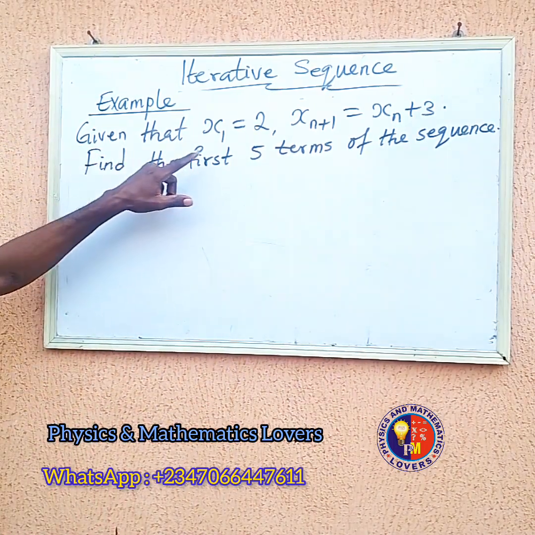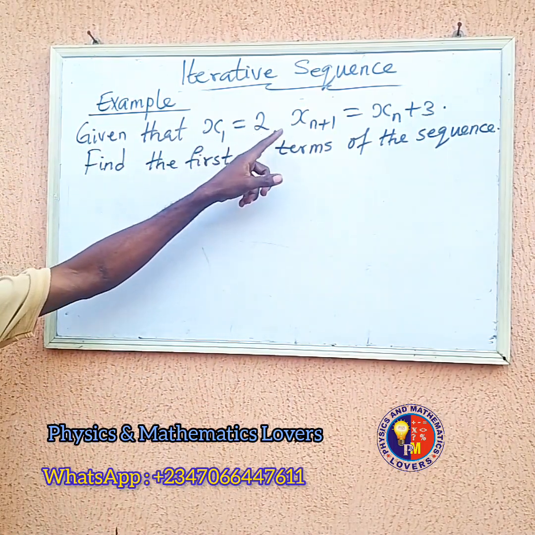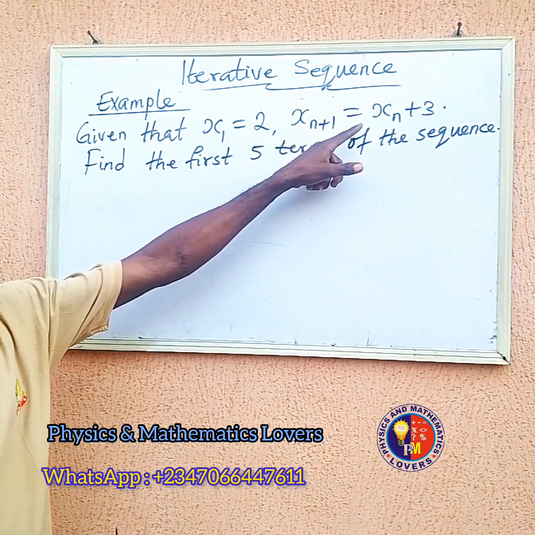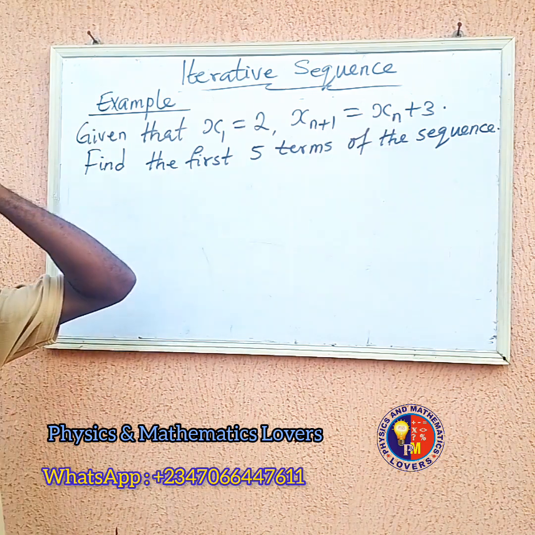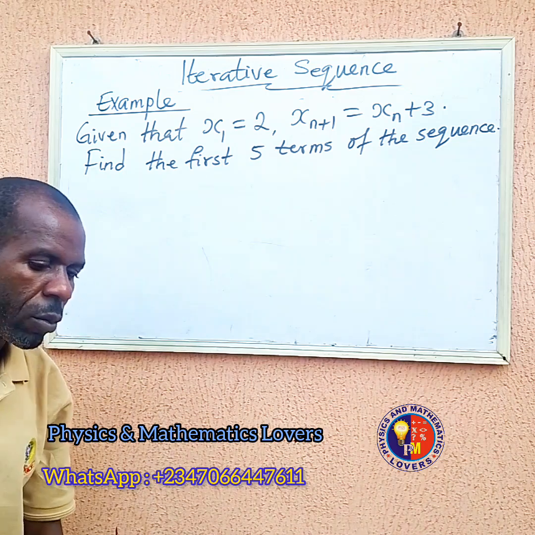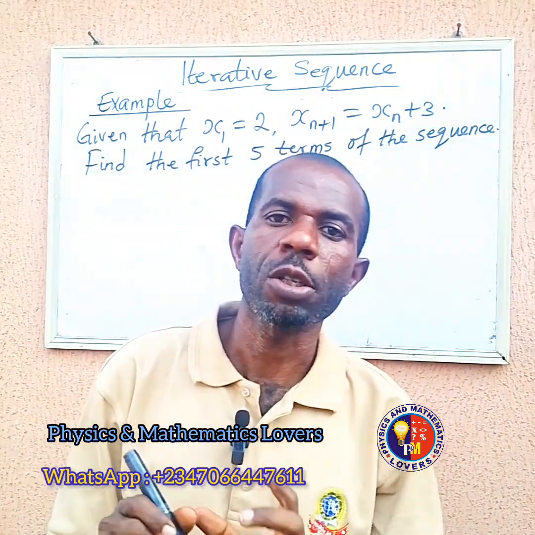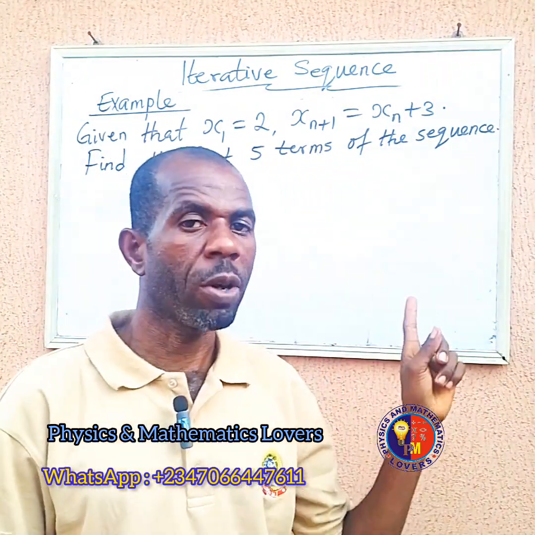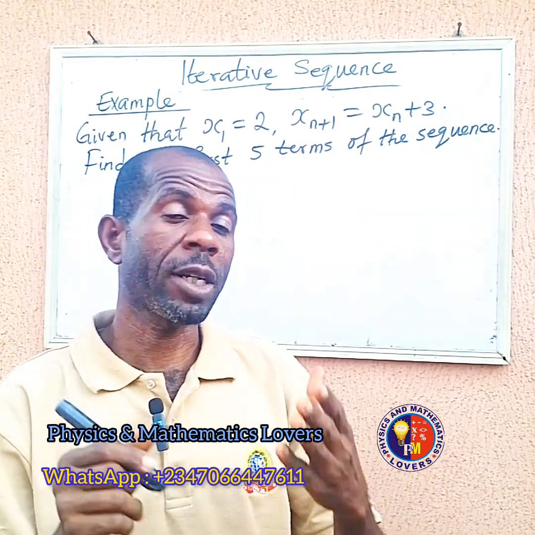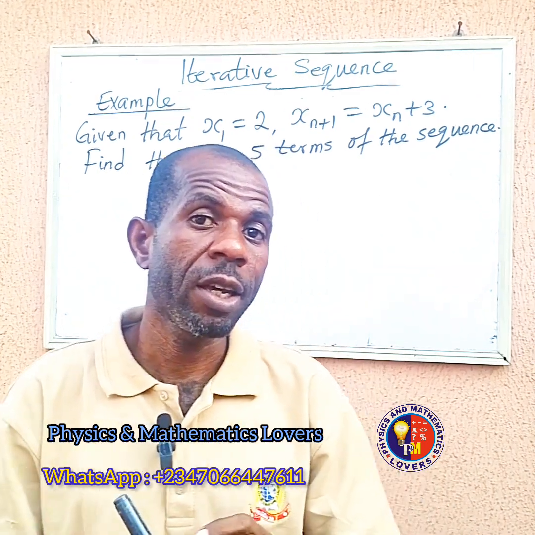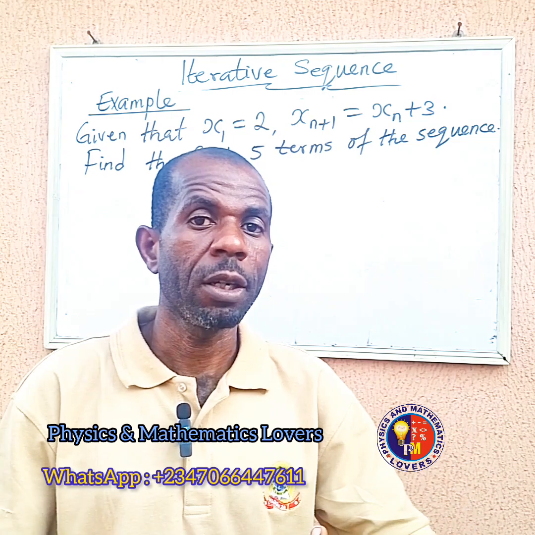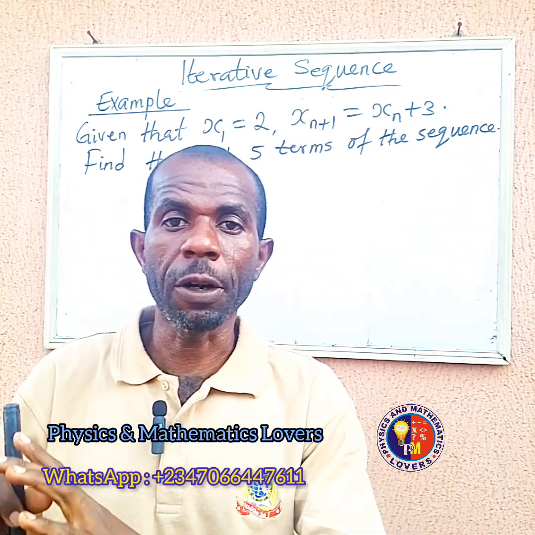Given that x1 is equal to 2, then we have this formula. This is an iterative formula: x subscript n plus 1 equals xn plus 3. Find the first 5 terms of the sequence. What they require you to do is to obtain this sequence. We do not know whether it is an AP, a GP, or a quadratic sequence. So our interest here is to carry out iterations. Iterations means doing things repeatedly, following the same rule.